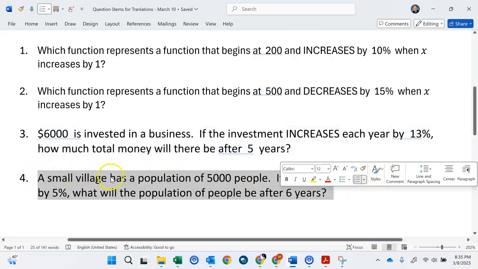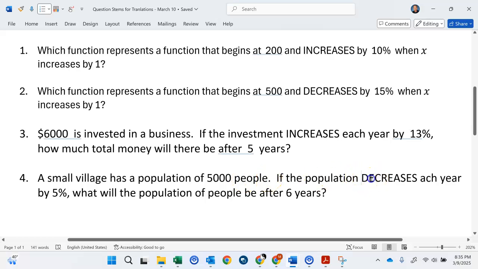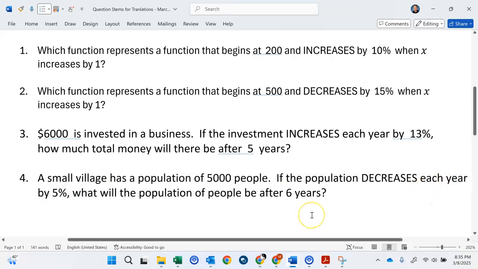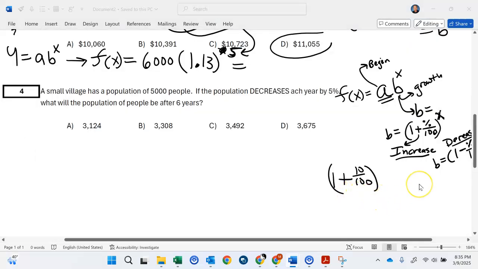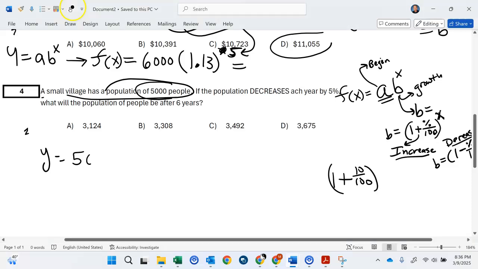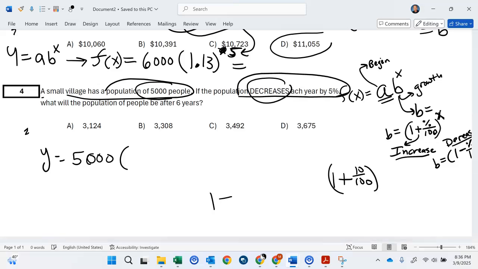So we've got a small village, population is 5,000, but now it's decreasing or getting smaller by 5% each year. It should say each year, sorry. Okay, so what will the population be after 6 years? Okay, so let's see. So the small village has 5,000, so y equals, so that's going to be our beginning value, 5,000. And now it's going to decrease by 5%. So when it's decreased, we need to go 1 minus. Remember, it's minus, and then 5 over.